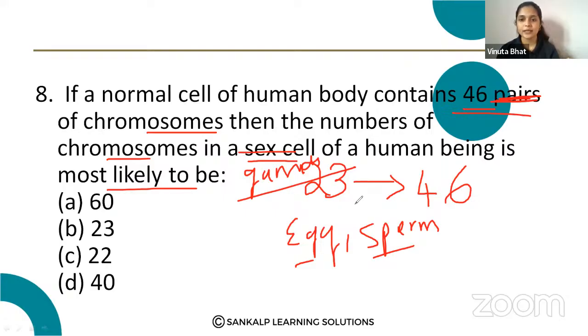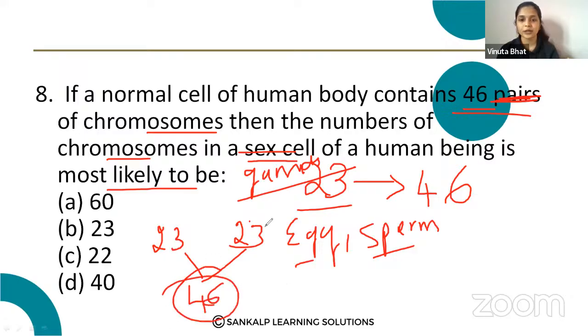Only 23 chromosomes are present, not 46. In an adult, in a zygote, 46 chromosomes will be present, but in a sperm or in an egg, only 23 chromosomes are present. So when they combine to form the zygote, 23 chromosomes from the male and 23 from the female fuse, and the zygote has 46 chromosomes. So the correct answer is 23.